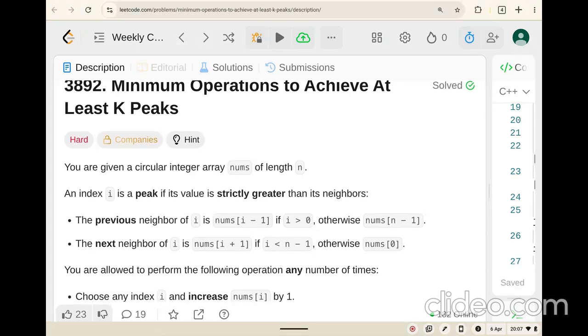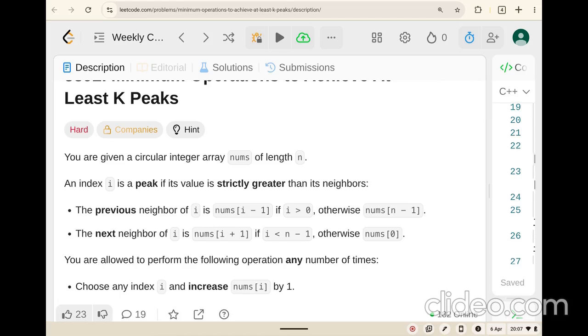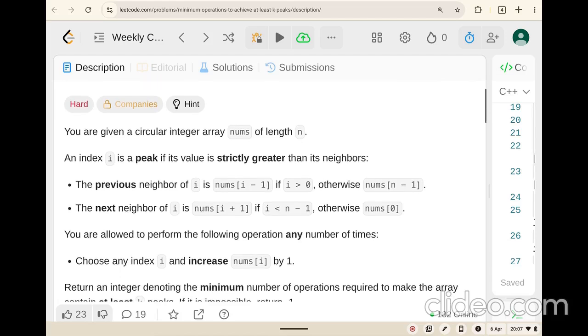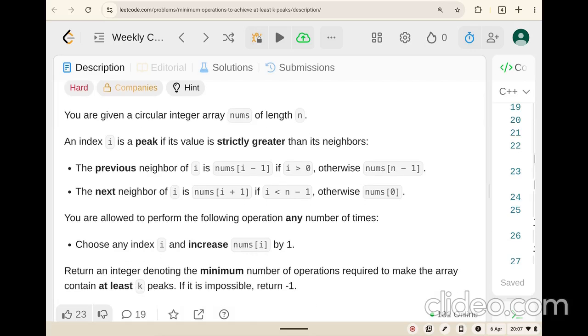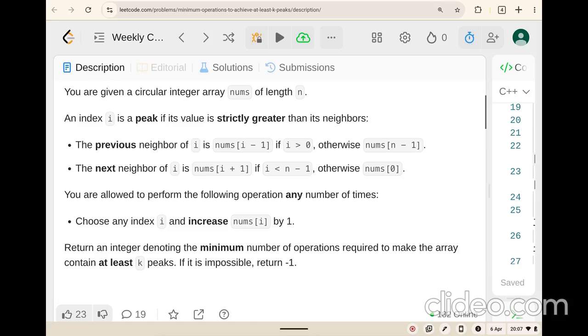You're given a circular integer array nums of length n, and an index i is a peak if its value is strictly greater than its neighbors, right? That is, the previous neighbor of i is nums of i minus 1 if i is greater than 0, else nums of n minus 1, and the next neighbor will be nums of i plus 1 if i is less than n minus 1, otherwise it will be nums of 0, right? So I hope this is clear to you.